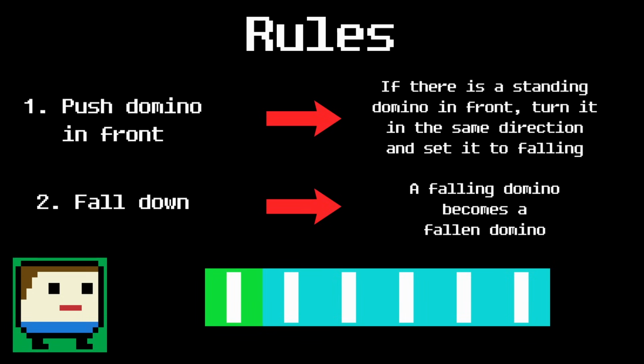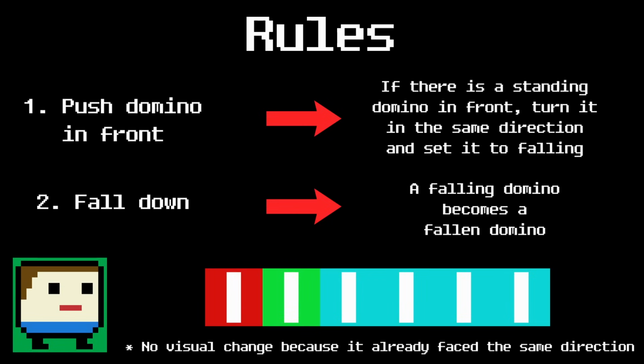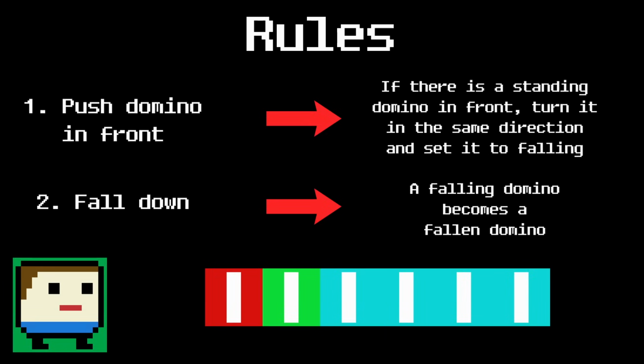Let's step through the simulation to see how this works. Here's the first step. Notice how the second domino is now falling in the same direction as the first, and the first domino is now fallen. In the next step, the same scenario occurs with the second and third dominoes. The third becomes falling and faces the same direction as the second, and the second becomes fallen. If we let the simulation play, you can see that the effect continues to propagate down the line.